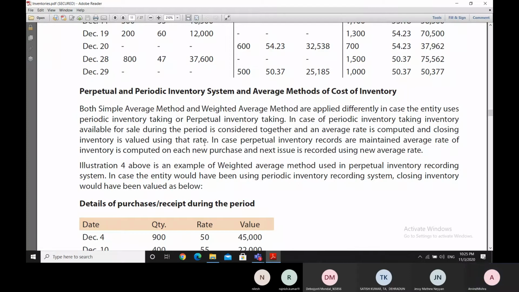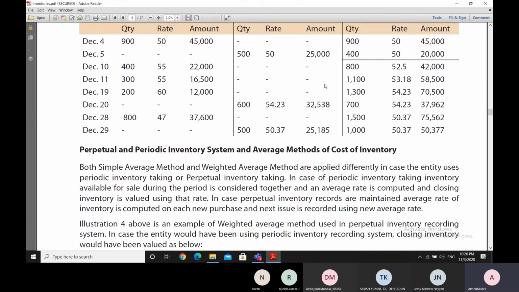Now, in case of the perpetual inventory, the records are maintained. In case perpetual inventory records are maintained, then the average rate of the inventory is computed on each new purchase. Whenever a new purchase is made, we compute the average rate of the inventory as we have computed in the above table, and the next issue is recorded using the new average rate as it has been done in this table here.